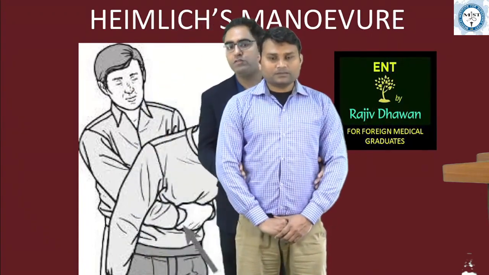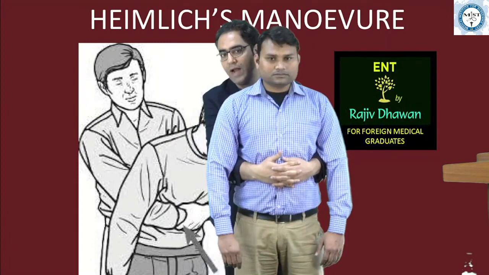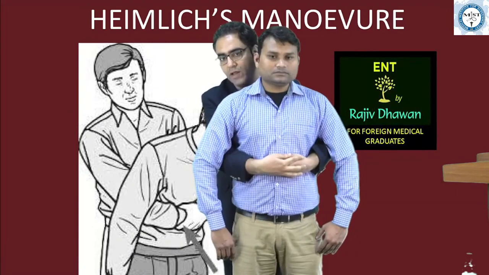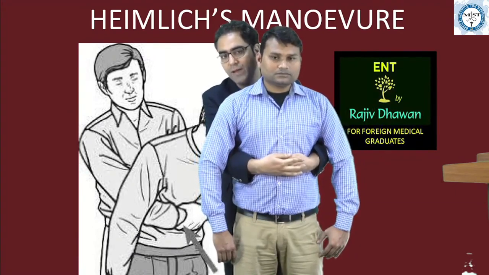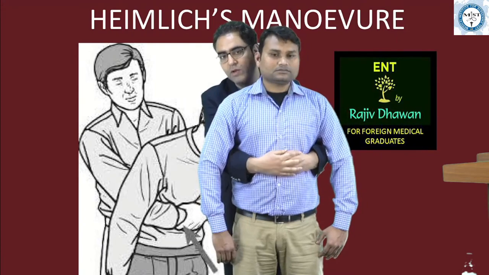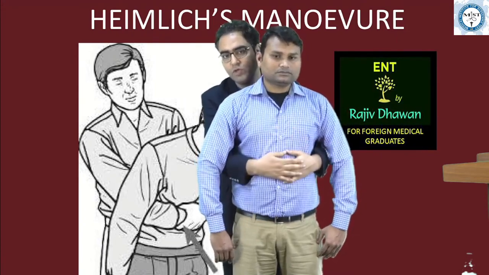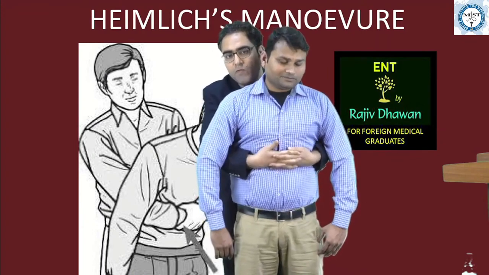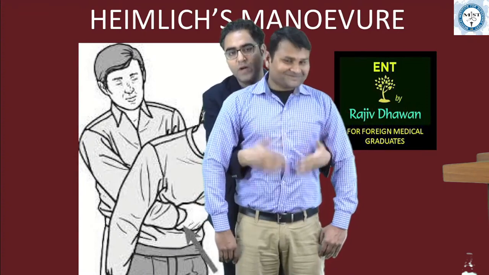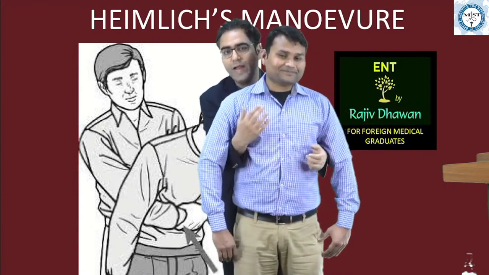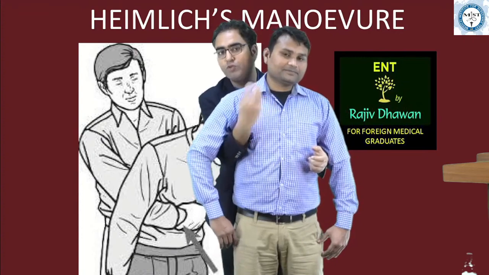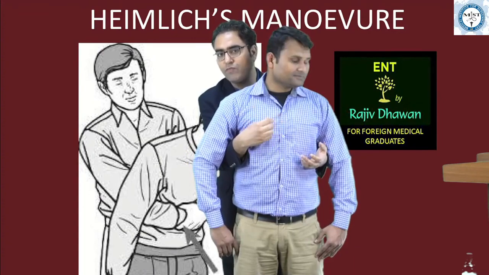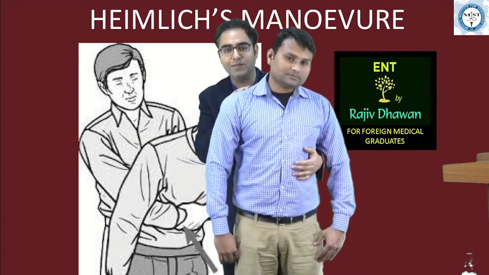What we do is we stand behind the patient and keep the edge of the hand over the epigastrium, and push it backward and upward. Don't press the chest. You push this epigastric area back and up like this. You are pushing the diaphragm upward, so the thoracic pressure rises, the foreign body is pushed out, and the patient is saved.